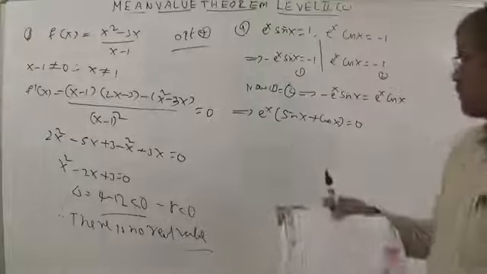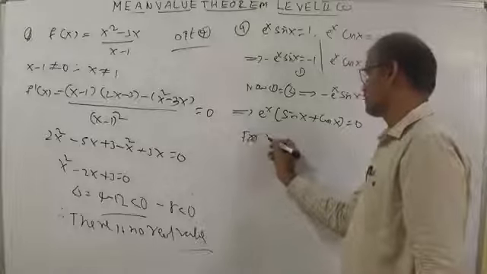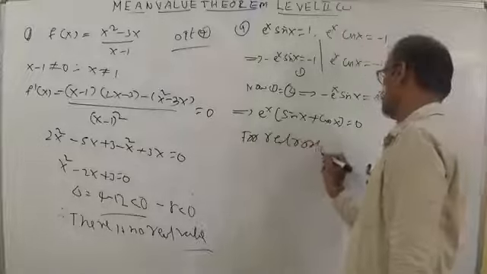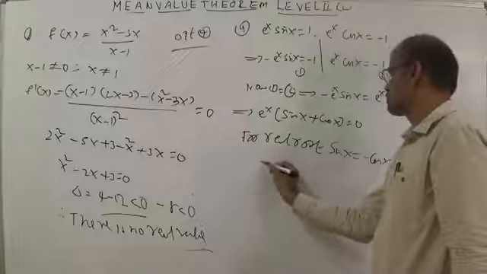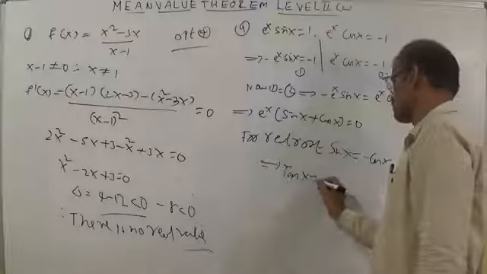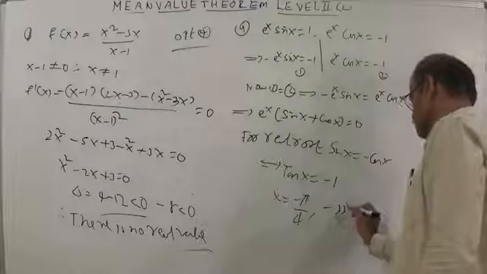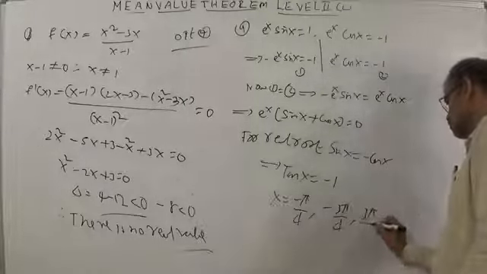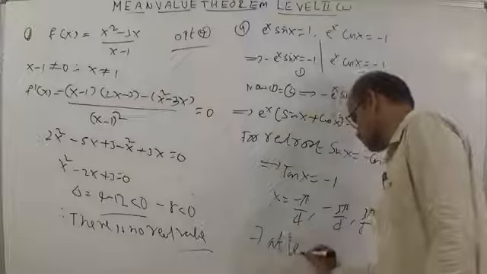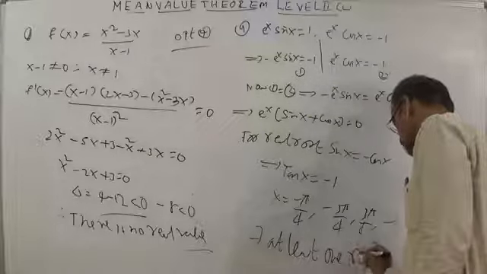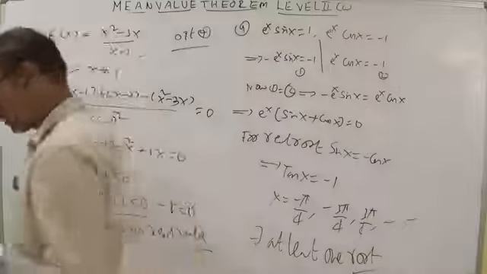So according to the option it is 1, because there is no interval given for real roots. For real roots, here I am writing sin x = -cos x. So you can say tan x = -1. So x = -π/4, -3π/4, 3π/4, so many like that. So there exists at least one real root. At least one root, so more than one, many roots may exist, according to the option, at least one root.